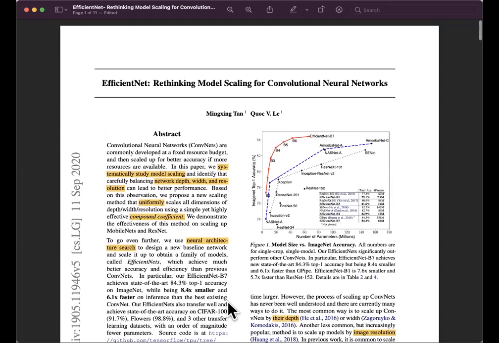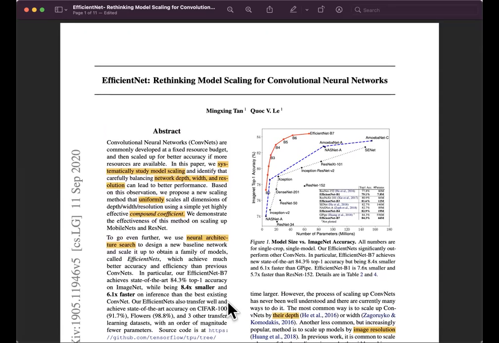This paper is mainly about a very comprehensive study on efficient convolutional neural networks. It's mainly about how we can scale these convolutional neural networks to achieve higher accuracy while using fewer parameters.